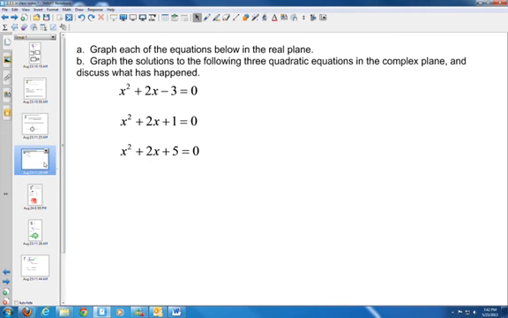Now that we have the idea of distance in the complex plane, let's look at how those complex conjugates relate to those quadratic equations. On the next slide, I'll graph these three equations in the real plane: y equals x squared plus 2x minus 3, y equals x squared plus 2x plus 1, and y equals x squared plus 2x plus 5. Then I'll graph the solutions to the quadratic equations below.